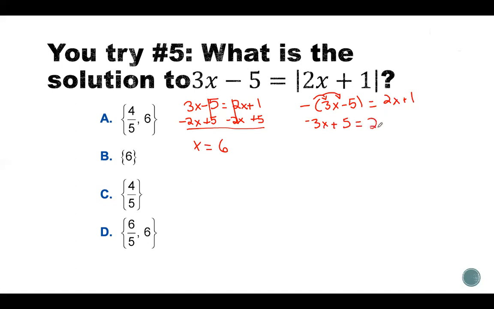equals 2x plus 1. Now you can follow the same pattern we did on the other side if you want to move the 2x, but I'd rather get rid of the negative 3x, so we're going to add 3x to both sides, as well as subtract 1 from both sides at the same time. And when we do that, the 3x's cancel out and the 1's cancel out, and we're left with 4 equals 5x. So we're going to divide both sides by 5. And we get x equals 4/5.